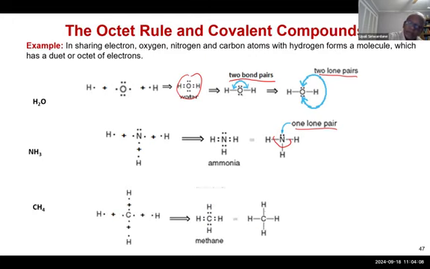Methane has four covalent bonds, and there are no lone pairs. A bonding electron pair is the electron pair shared between two atoms. A lone pair is an electron pair belonging to only one atom, like oxygen here. Nitrogen has one lone pair. Oxygen has two lone pairs. Methane, which is natural gas, doesn't have any lone pairs.